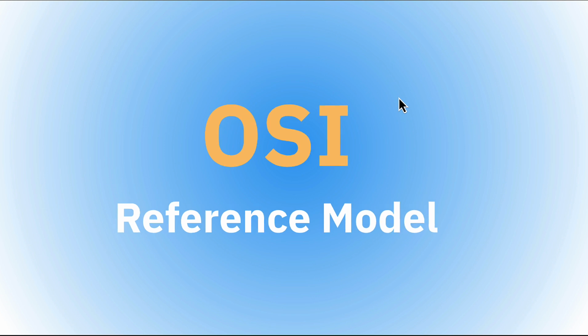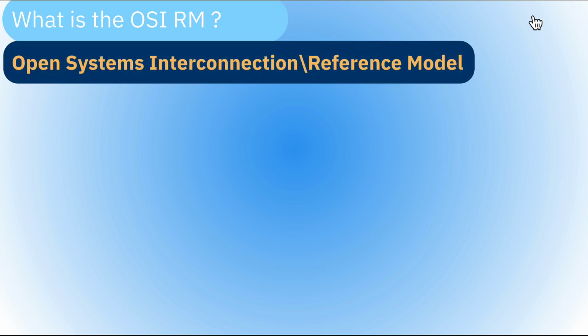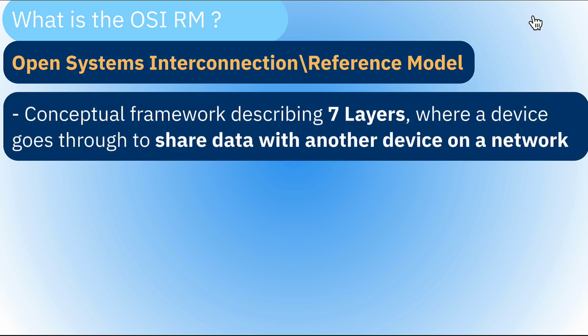First off, let's take a look to see what the OSI model is. It stands for Open Systems Interconnection Reference Model, the OSI/RM. This is basically a conceptual framework describing seven layers a device goes through to share data with another device on a network.